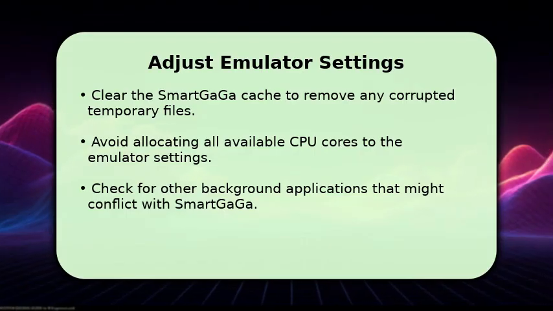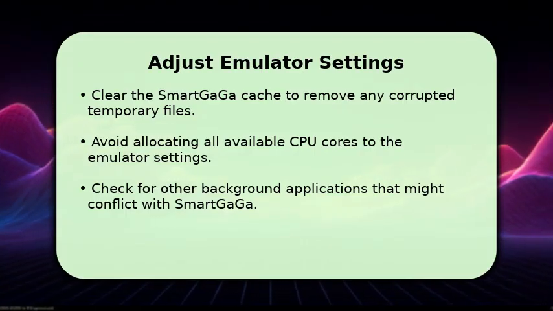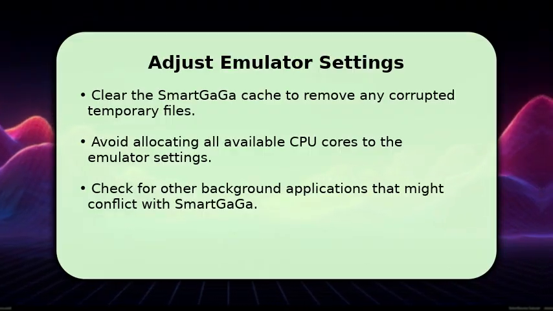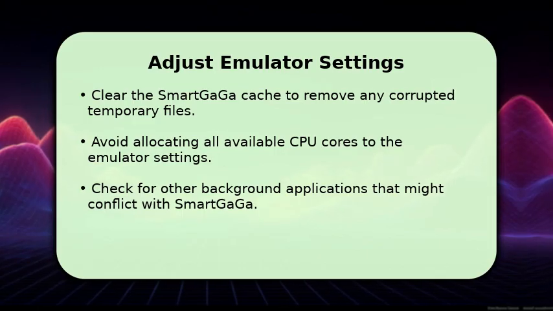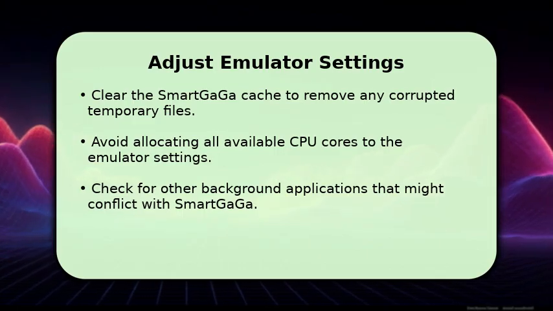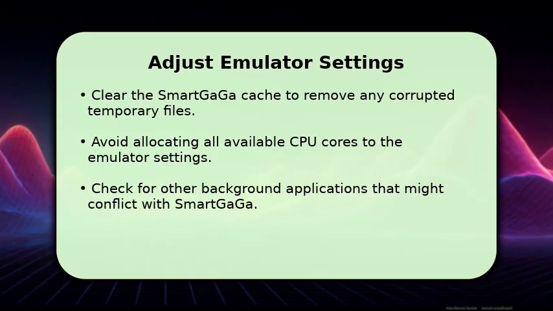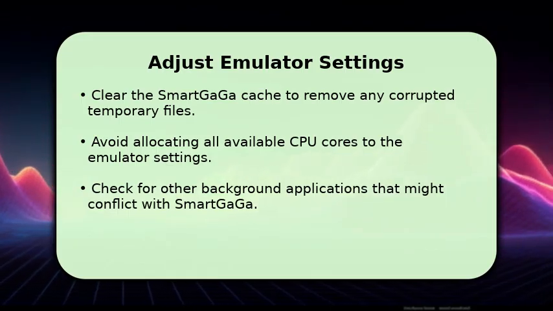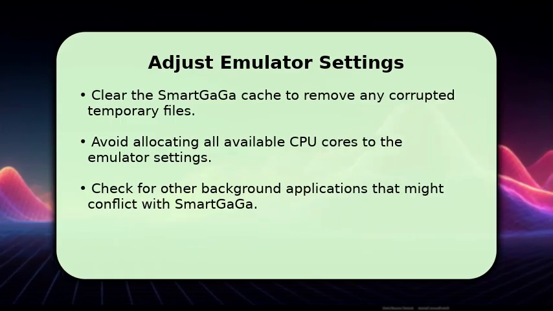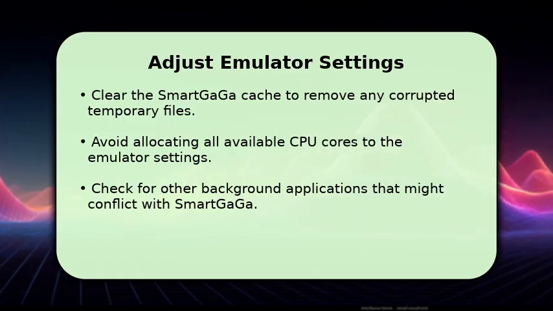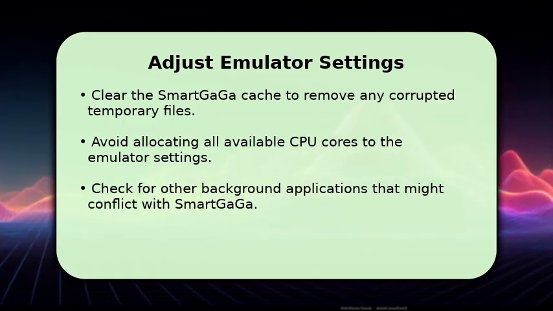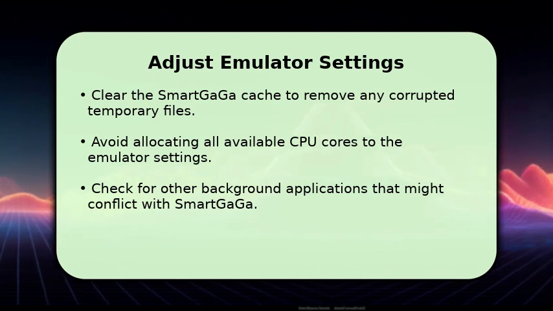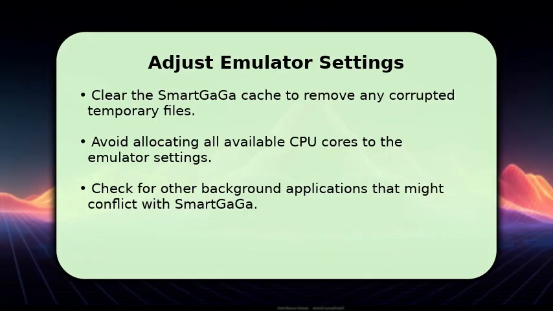Adjusting your emulator settings can often resolve persistent errors. Start by clearing the SmartGaga cache, which helps eliminate any corrupted temporary files that might be causing issues. When configuring the emulator, it's best to avoid assigning all your CPU cores. For example, if you have 4 cores, use only 2. This prevents system instability. Also, identify and close any other demanding background applications that could be conflicting with SmartGaga or consuming too many resources.